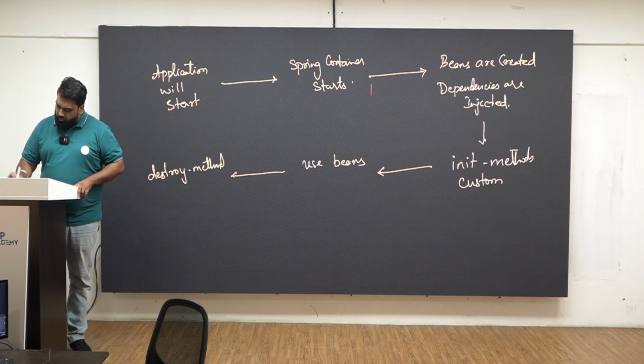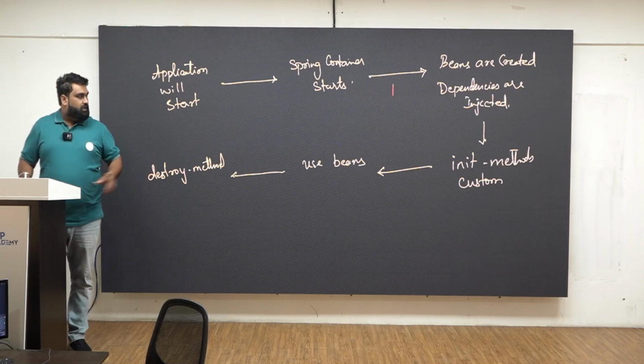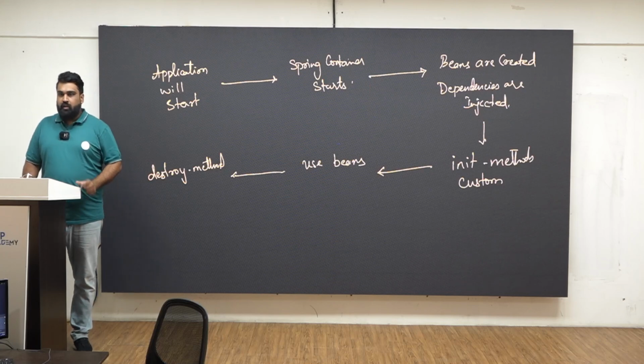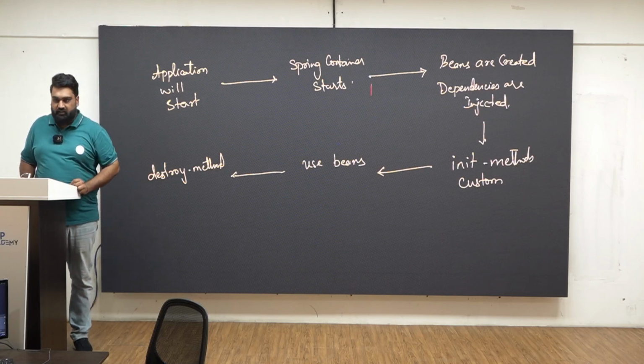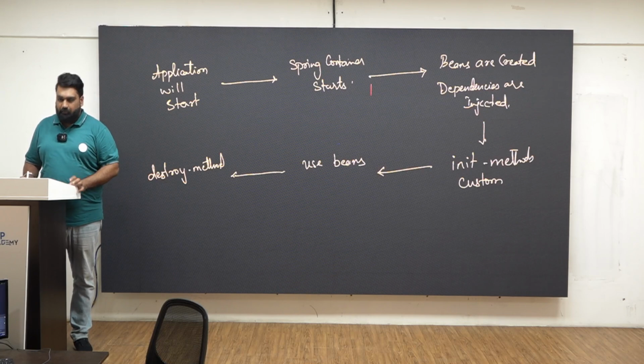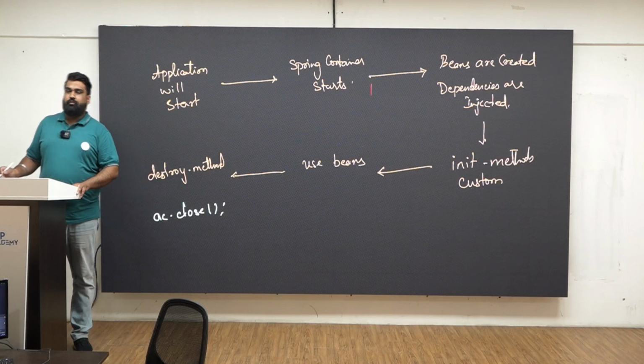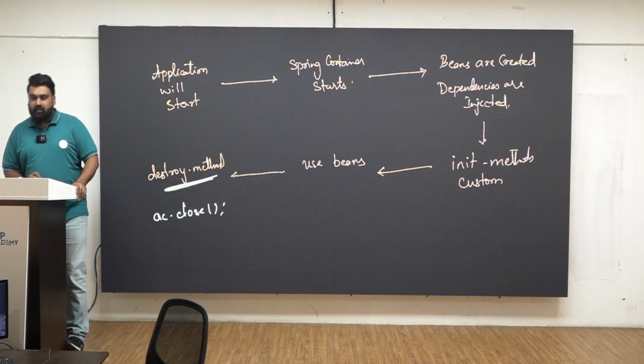One thing I want you to understand here is, if your destroy method has to execute, you need to close your application context. ClassPathXmlApplicationContext, whatever you have, represented as AC, you will have to close it. If and only if you close it, the destroy method is going to get executed.